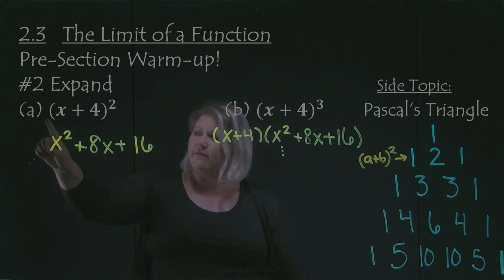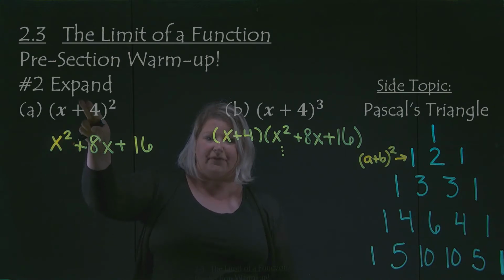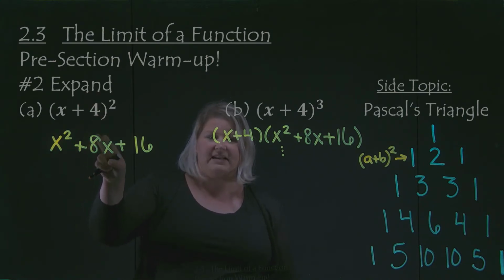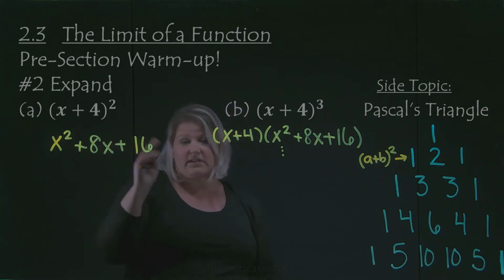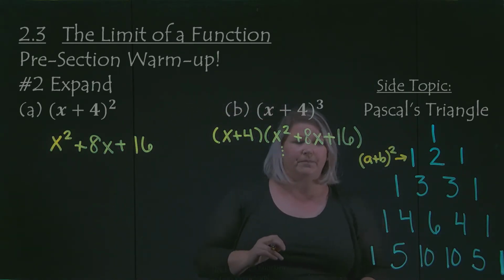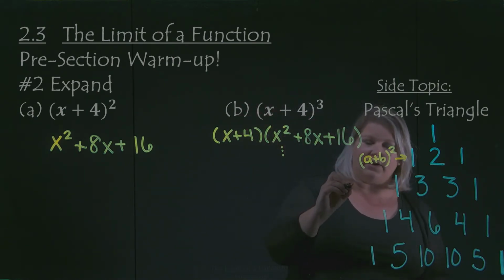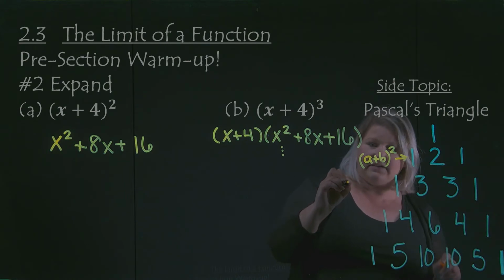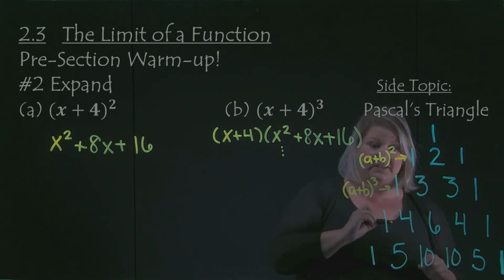And notice how we have 1x squared, and then we doubled that middle term here for 4. 4 times 2 gave me 8. And then that last one was 4 times 4 times 1, which gave you 16. This is always true. So if I'm going to use Pascal's triangle to take the third power, this is what I'm going to do.